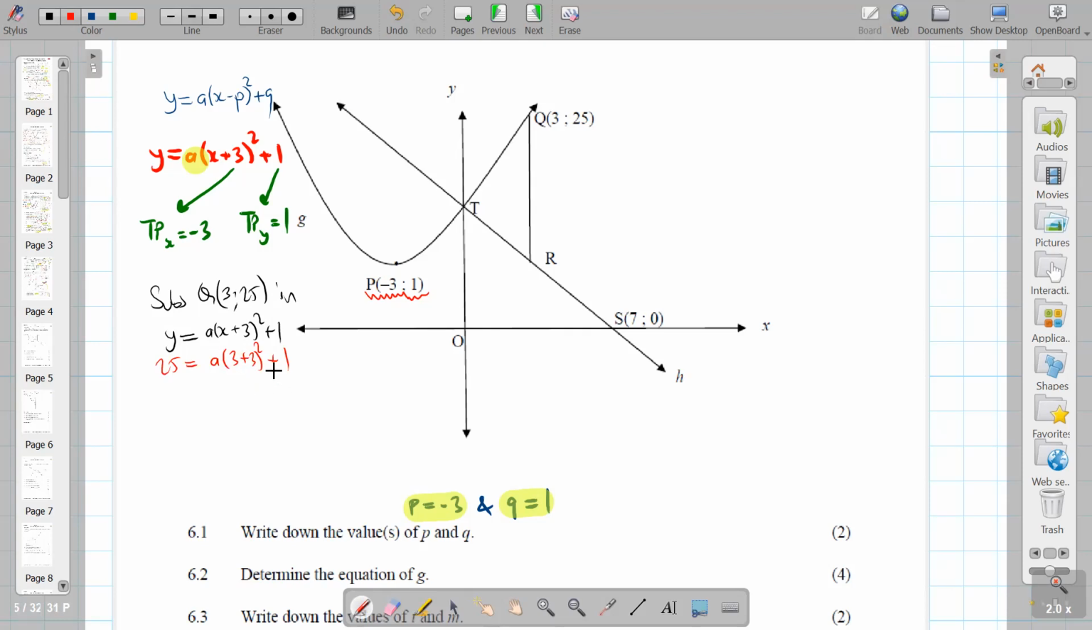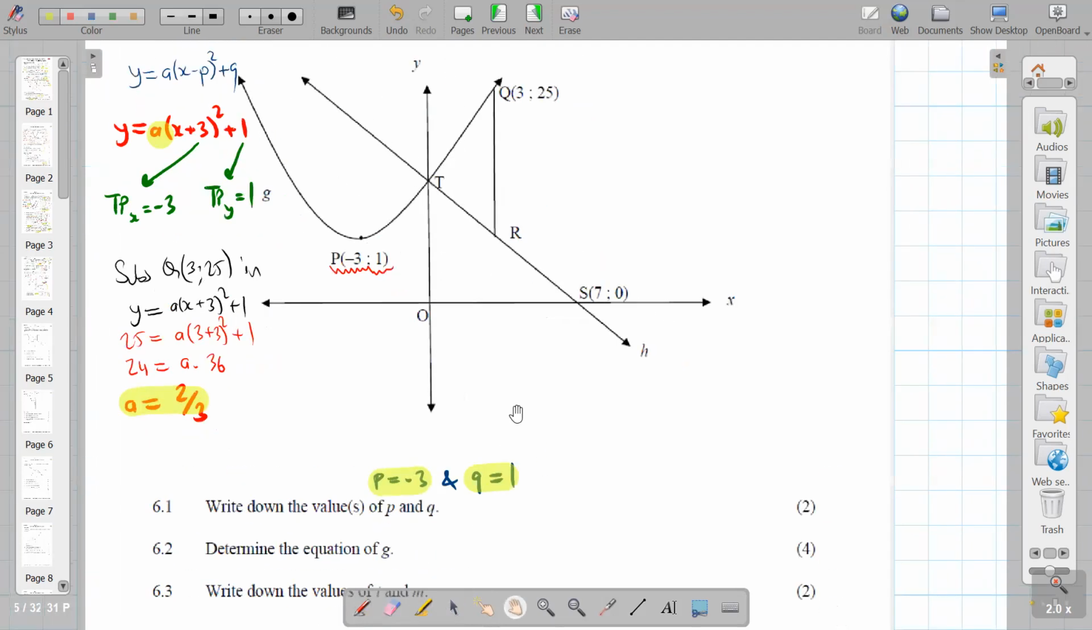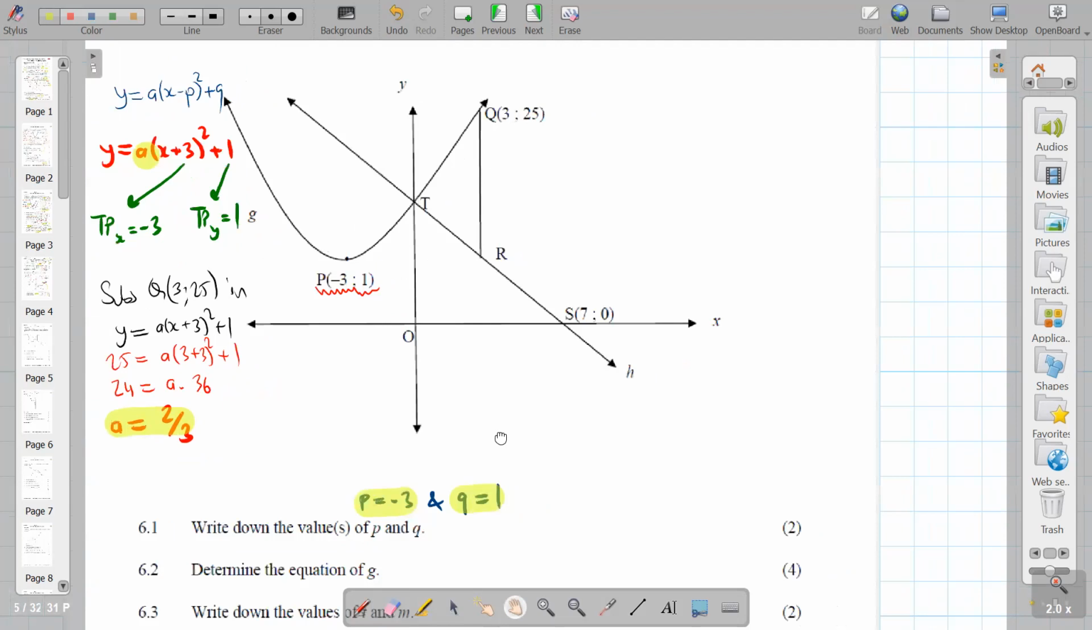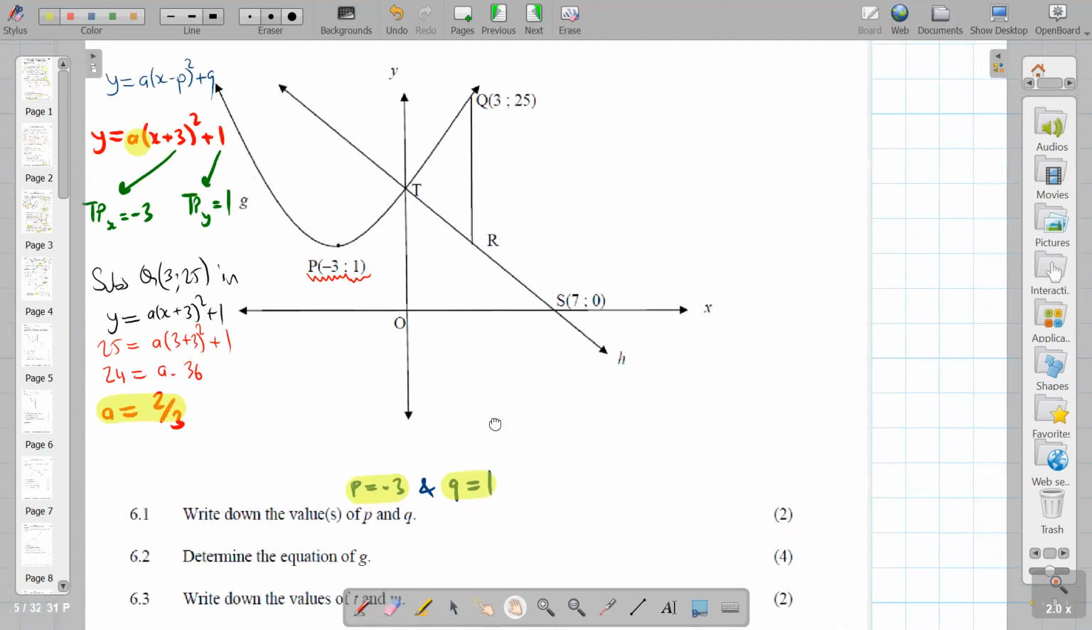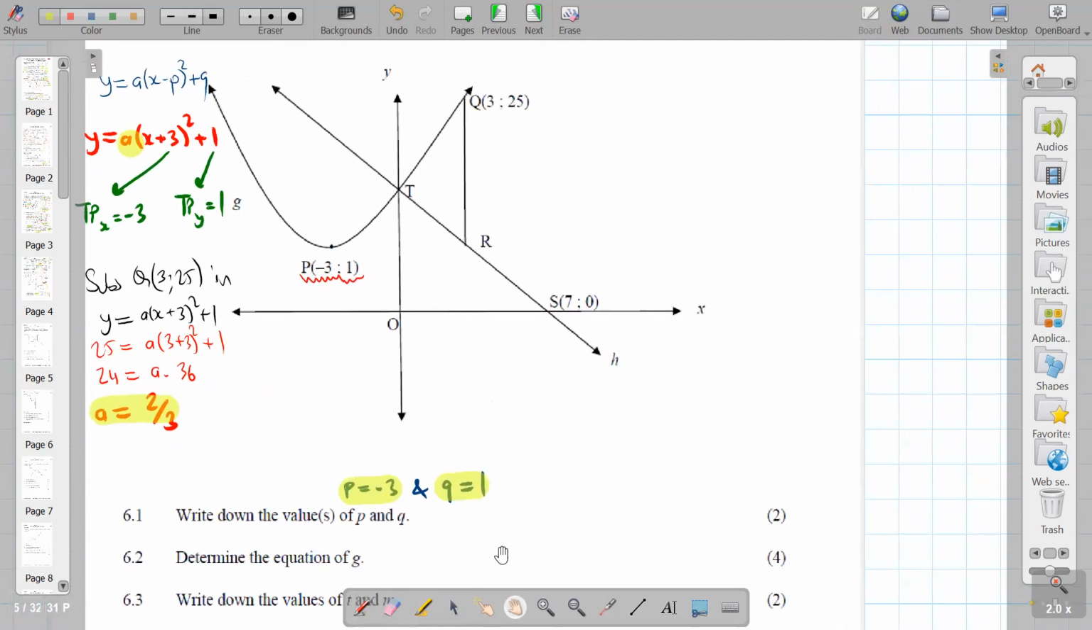Yes, so then 1 goes to other side, it's 24. And then A times (3 plus 3) square is 36. So that gives me what A is. So what is A? 24 over 36, which is 2 over 3. Okay, that was 4 marks. It's basically just substitute. And then the next question says find T and m. Well, that's a straight line question. Now, it's basically finding equation of a straight line.